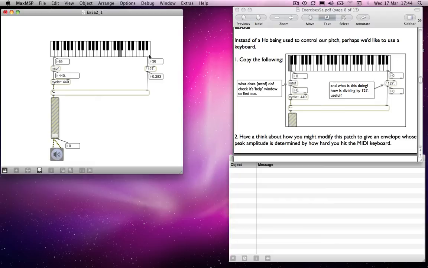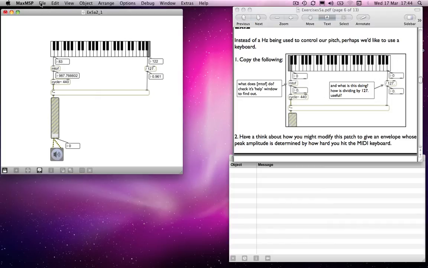So on the right hand side we have the velocity output, which is going to be a number between, as we saw, 0 somewhere down here and 127, which is somewhere up here. And that is running through an object which is dividing the number, whatever number it is, by 127. So why is it doing that?